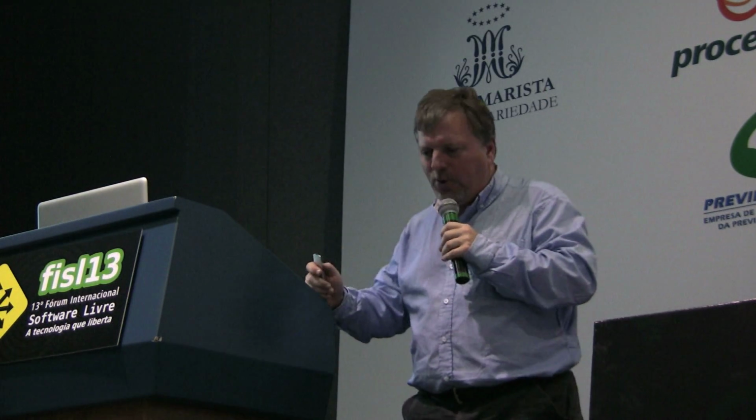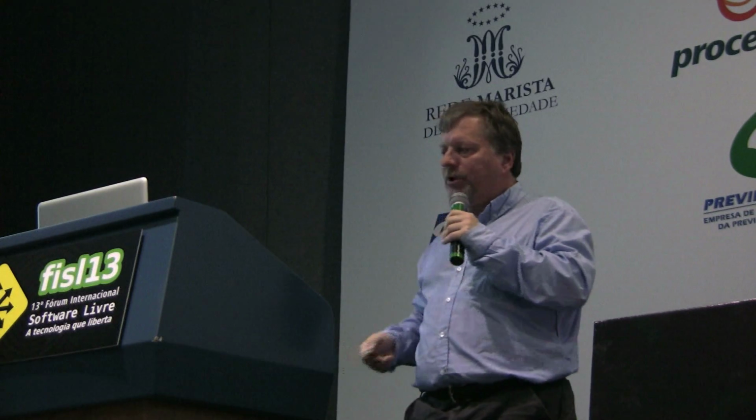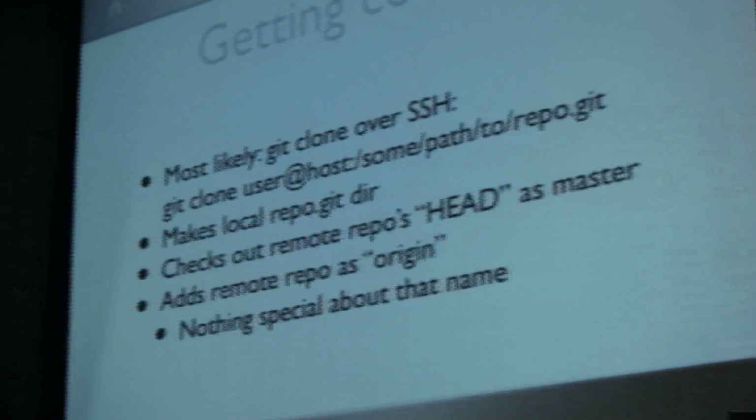In addition, it records the fact that it came from that repo by adding that as a remote named origin. Nothing special about the name origin, it just happens to be what git clone makes as the initial name. So typically what you're going to do to work with that upstream is you're going to work on your local master. Edit, edit, commit, commit, edit, edit, commit, commit.